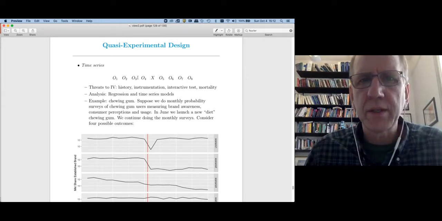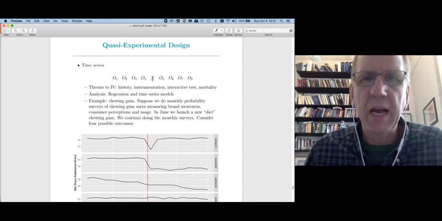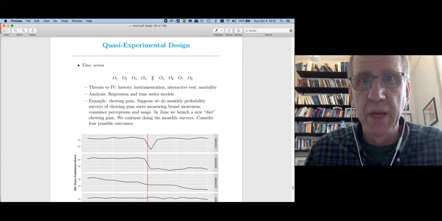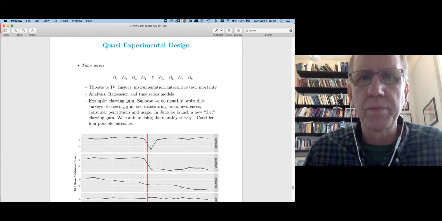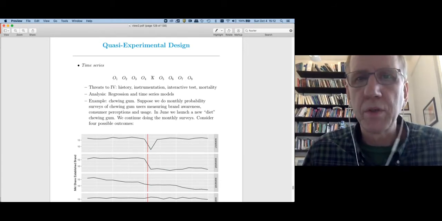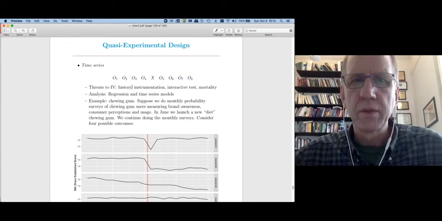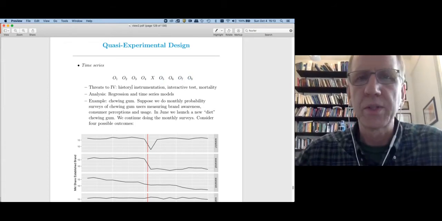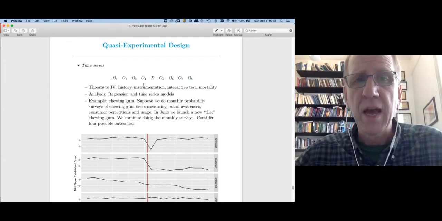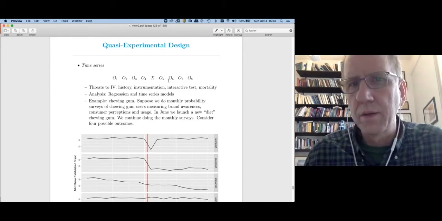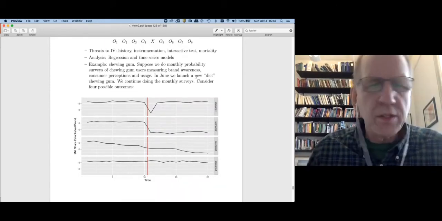We take a series of measurements, then something happens, some intervention. This could be, for example, a competitor doing something. This could be you changing your positioning. This could be you increasing the ad spend, and you want to know what happens to your sales after that. This design is also sensitive to history, but having all of the observations on each side of this makes it a bit more robust to threats to internal validity. Let's look at an example.